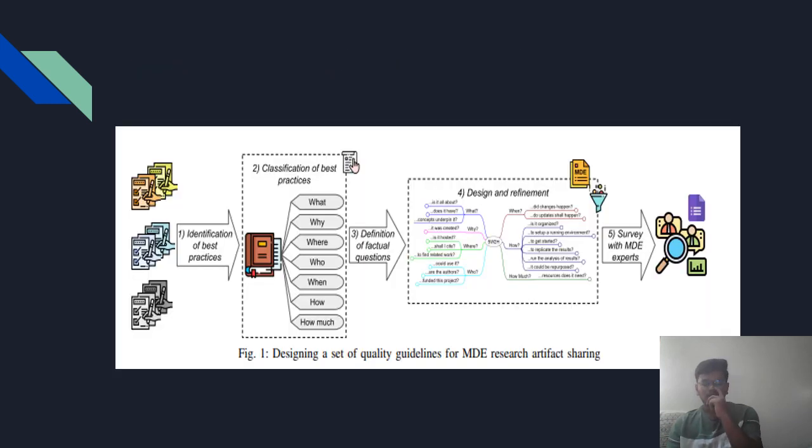So here is a figure designing a set of quality guidelines for MDE research artifact sharing, in which the first step is the identification of best practices, and the second is classification of best practices like why, what, where, who, when, how much definition, and the third phase is definition of factual questions, and the fourth phase is design and refinement, and coming to the last phase, survey with MDE experts.